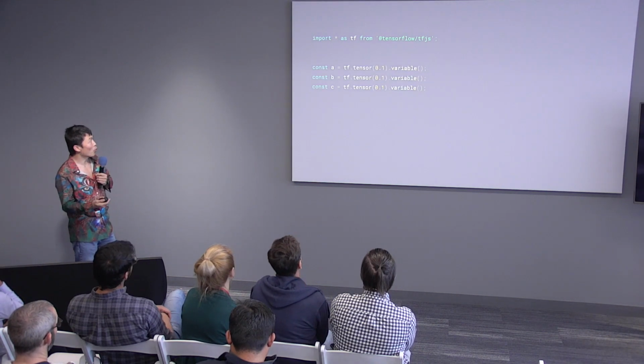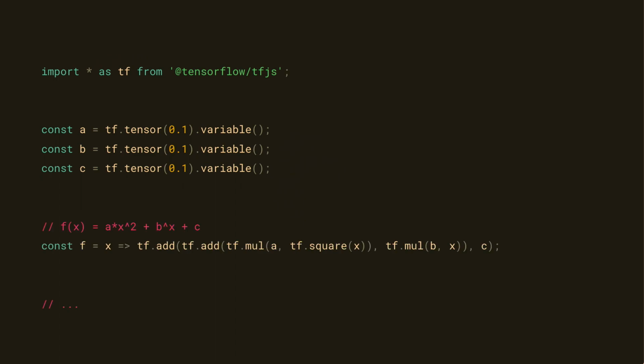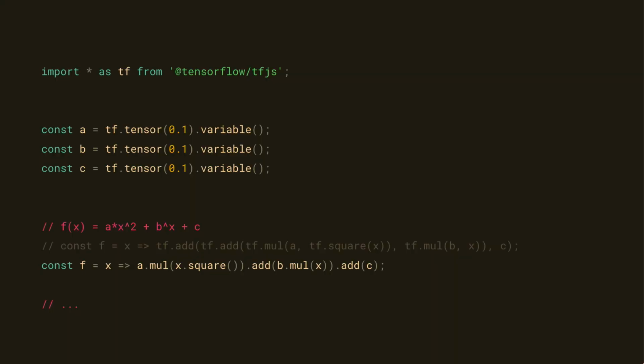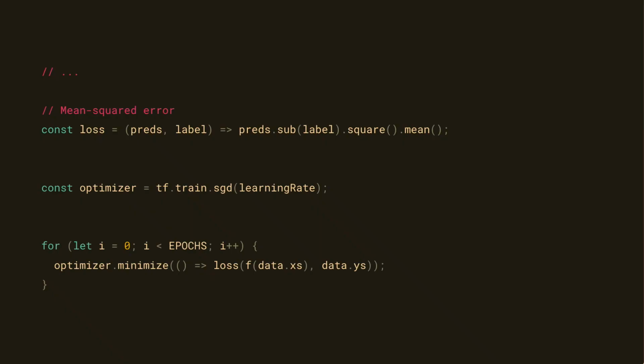So first we import TensorFlow, and second we define three variables with tf.tensor, and then we define a function. We can use the functional style, or we can use some object method. It's the same. And after that, we define our loss function and use this loss function. Finally, we have this optimizer, and we run some epochs of this optimizer to train this model.